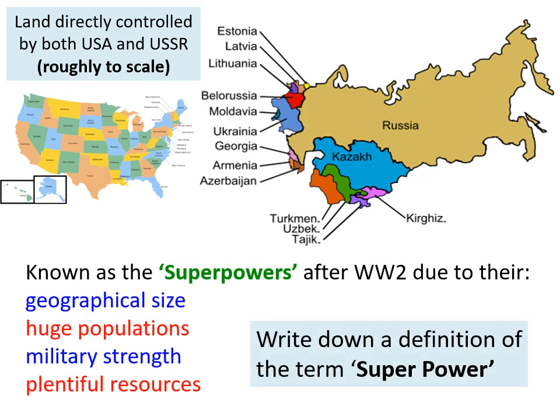So both of them are superpowers for their geographical size. Both of them are superpowers for their huge populations. America at this time has a population of around 150 million. The Soviet Union has around 180 million. They're both incredibly strong militarily. Again, that's largely for the Soviet Union in terms of conventional forces, so things like soldiers, planes and tanks. For America, they've still got all of that, but their main military strength lies in the use of nuclear weapons.